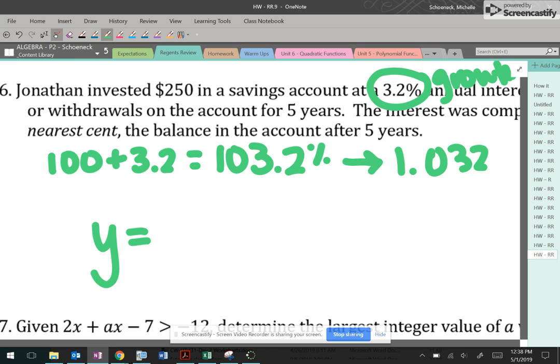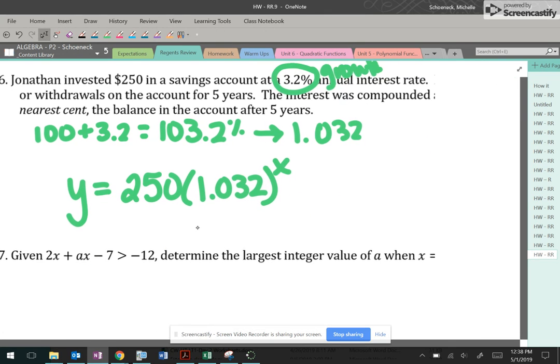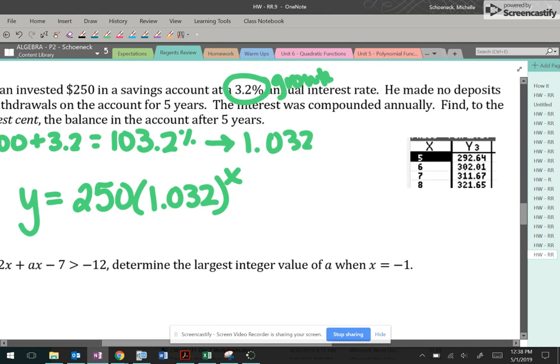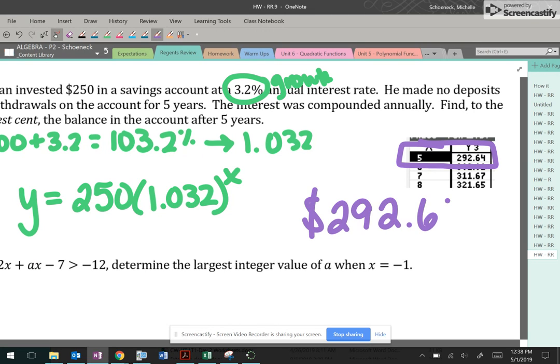So our function, it's an exponential one because it's percent, is our starting value, 250, times our scale factor to the x. Now we're going to put that into our calculator, and we're going to look when x is 5. So that means at 5 years, the account balance is $292.64.